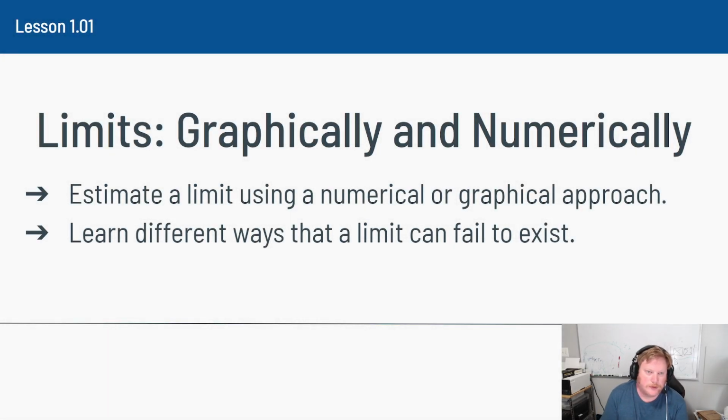And welcome to lesson 1.01, Limits Graphically and Numerically. In this lesson, you will see how to estimate a limit using a numerical or graphical approach. You will also learn different ways that a limit can fail to exist.